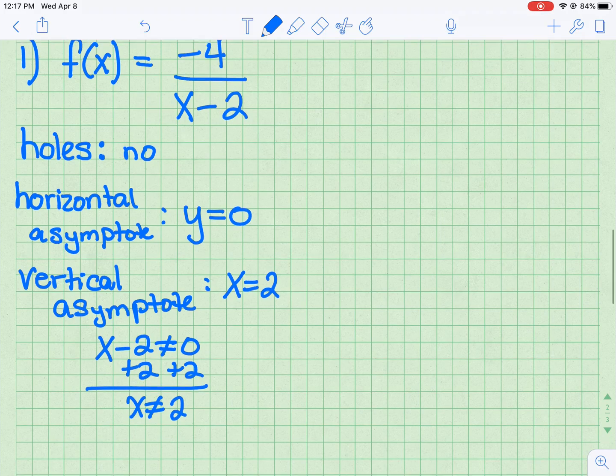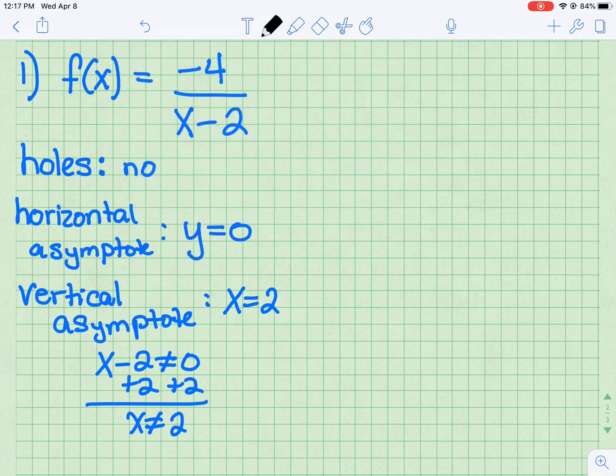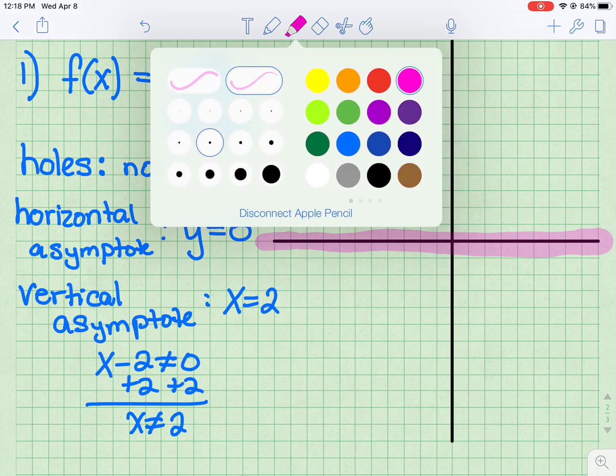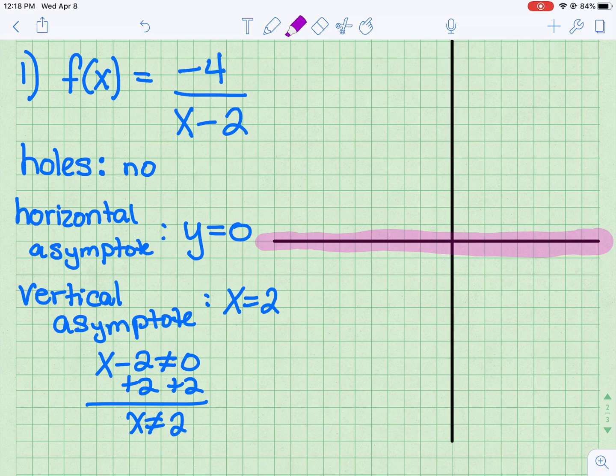Okay? So now I'm going to graph it. I start with putting in my asymptotes, and I'm going to use a highlighter so you can see where they are. So y equals 0 is the x-axis, so here's my horizontal asymptote. That's the line we can get really close to but never cross. And my vertical is x equals 2, so that would be right here. Okay, so there's my two asymptotes. Can you see that okay?